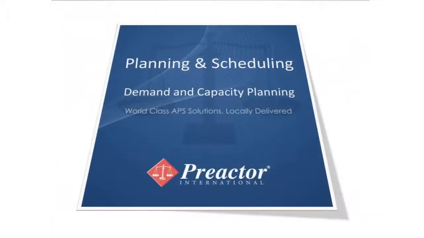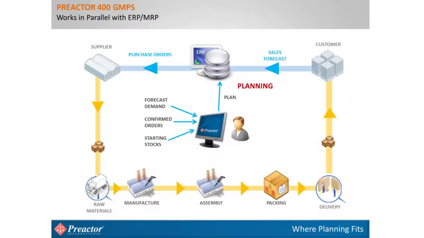Let's look a bit closer at demand and capacity planning using Preactor 400 GMPS. Here we see where a planning tool fits with ERP and the whole supply chain. The ERP system is a transactional system receiving sales orders and maybe forecast sales, and then creating purchase orders and manufacturing orders to respond to the demand. The planning system works in parallel with ERP. The capacity-constrained plan is developed in Preactor GMPS and then fed into the ERP system.